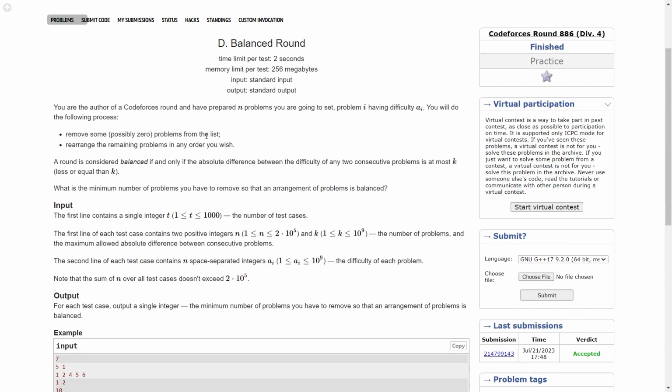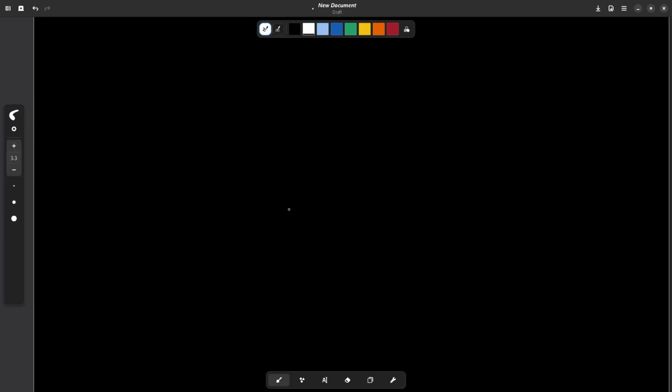So we have to remove some of the problems from the list, and what is the condition that we have to maintain? We need to maintain that the absolute difference in difficulty between any two consecutive problems should be at most k, or less than or equal to k, right? So basically if we have two problems consecutively, then their difference should not be greater than k. Now we can rearrange the problems in any order, so this problem becomes a lot easier. So let us have a look. Now if I have some problems, let's say a, and then I have a plus k, and then I have a plus 2k.